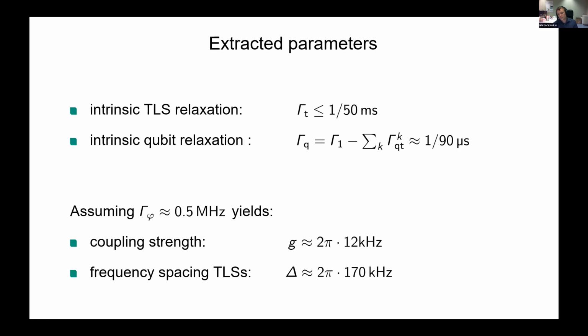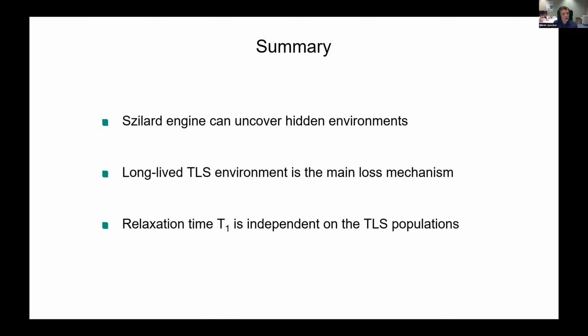And if we assume that the qubit provides the main decoherence mechanism, we can extract a coupling strength of 12 kilohertz, and we get a TLS roughly every 150 kilohertz. So they're extremely weakly coupled, and a lot of them. And this brings me to the end already. So I showed you that this Szilard engine can uncover hidden environments, and these long-lived TLSs provide the main loss mechanism for our qubit.